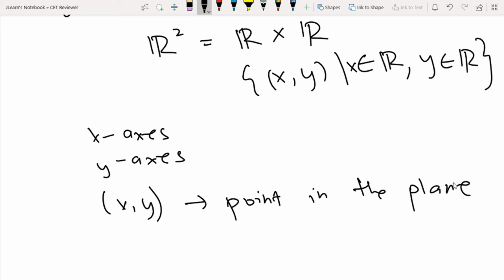Okay? And remember na yung X, we call a coordinate, and yung Y din is also a coordinate. Nauuna lagi yung X bago yung Y. Okay? Nauuna lagi yung X before Y. So, let's explain this using a Cartesian plane.